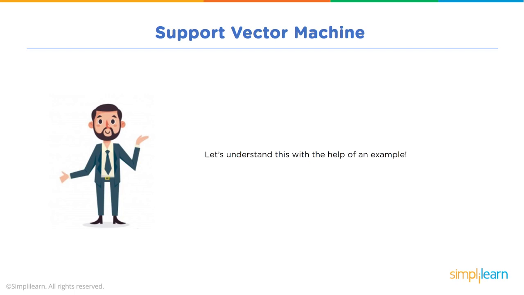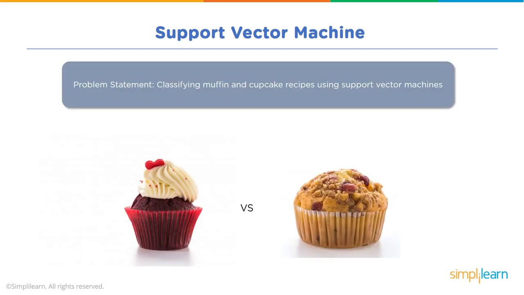Let's understand this with the help of an example. Problem statement. I always start with a problem statement when you're going to put some code together. We're going to do some coding now: classifying muffin and cupcake recipes using support vector machines. So the cupcake versus the muffin.